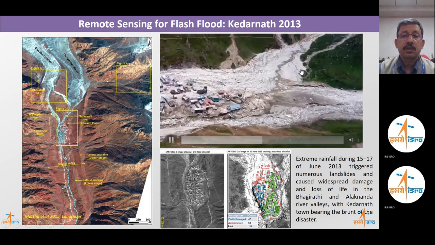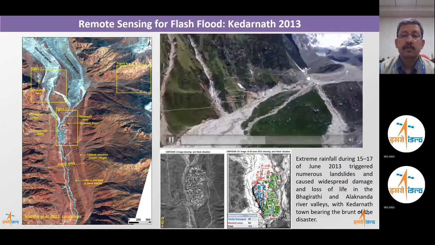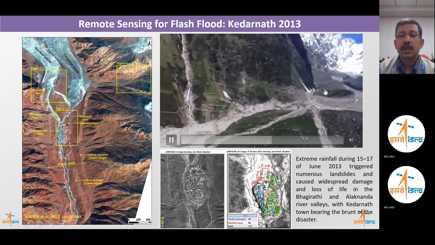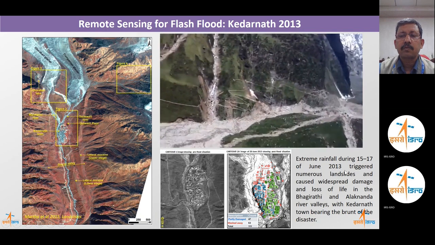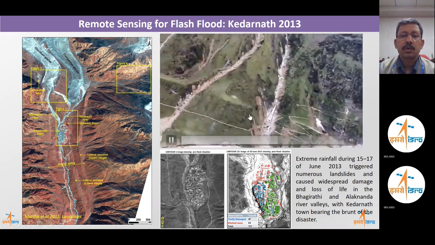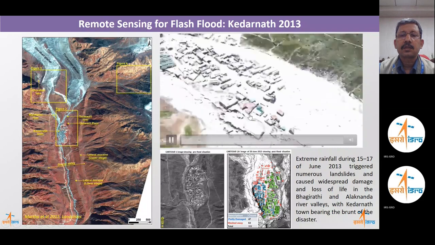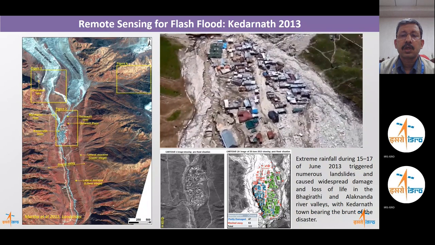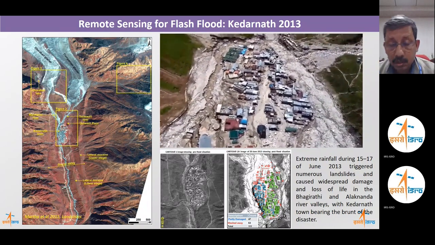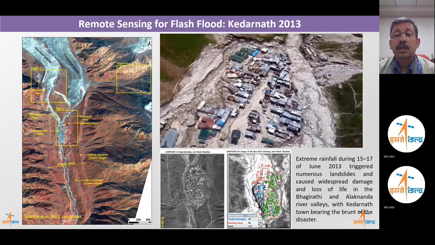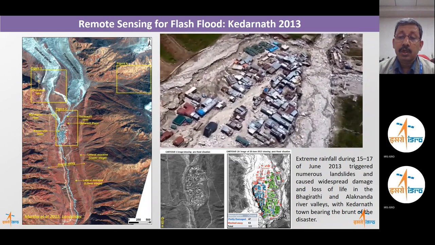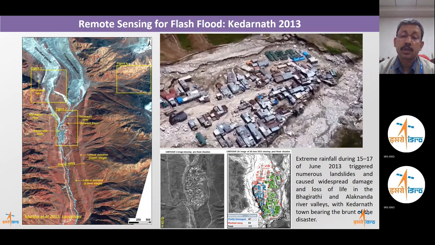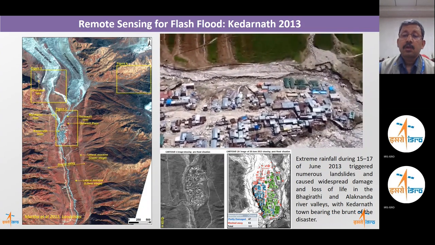You can see from the video, this is the first helicopter sortie after the event. So this was the Chorabari Glacier Lake, and the breach happened here, and the entire water flowed down from here into the valley, which had Kedarnath town. So this was the extent of devastation we had. And using high resolution Cartosat data, we could identify the buildings which were totally damaged, totally washed off, some buildings which were partially damaged, and the buildings which were not damaged.